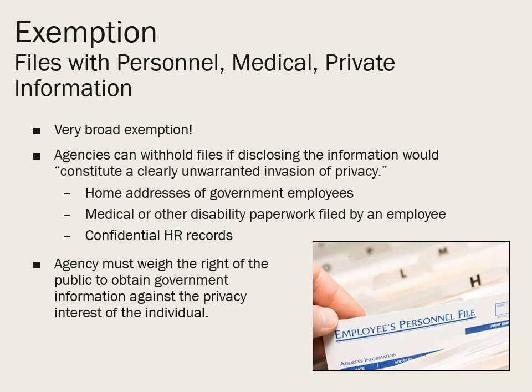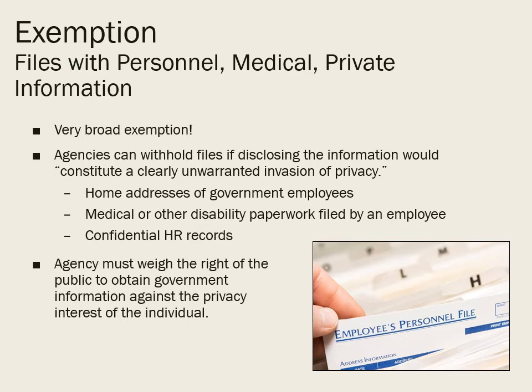Another fairly broad exemption applies to records that contain personal information, medical information, just generally private information. So agencies withhold files if disclosing the information in the record would reveal personal information about an employee, such as a home address or a personal phone number. There are a variety of confidential HR records that cannot be disclosed. That includes things like disability accommodation paperwork.